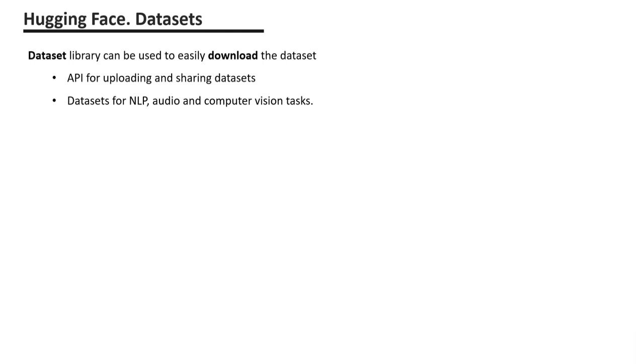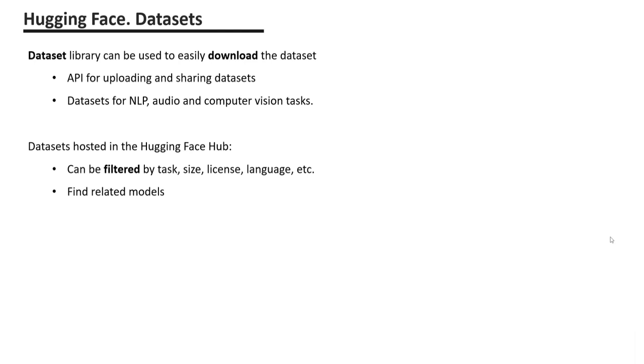The Datasets library simplifies the downloading of any dataset from Hugging Face. It is an API designed for effortless downloading and sharing of datasets. Moreover, it provides datasets for various tasks such as natural language processing, audio, and even computer vision. These datasets hosted on the Hugging Face hub can be filtered by size, task, license, language, and even by the size of the dataset we currently have. Furthermore, we can identify models linked to a specific dataset.